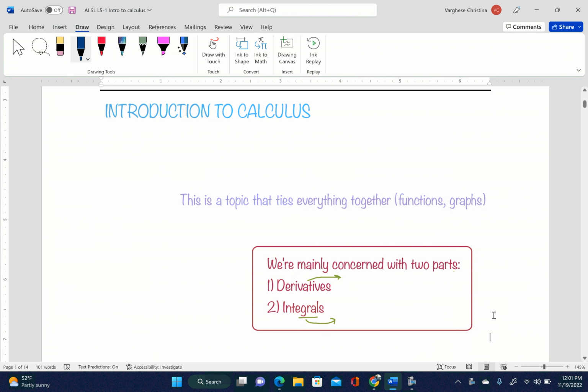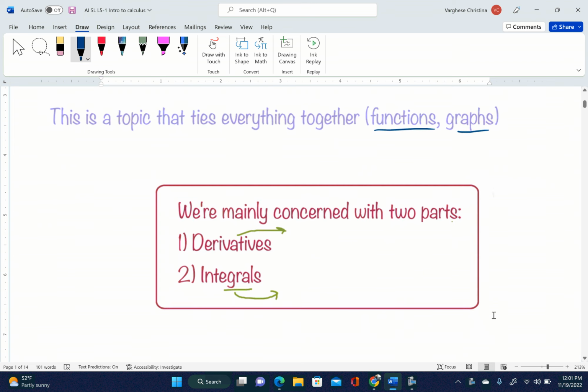So welcome to our first lesson of calculus. Okay, so calculus, what happens there is that it literally is a topic that brings everything, like all the topics that we've covered so far, that you cover over the course of your life, especially with functions and graphs. It brings them together. It ties everything together. You actually already know the basics of calculus.